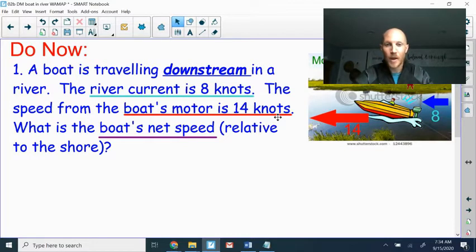Their job is to find out what is the boat's net speed relative to shore. Our little observer here standing on the shore, as she watches that boat go by, how fast does it appear that the boat is moving to her?